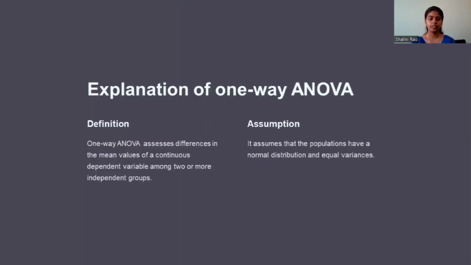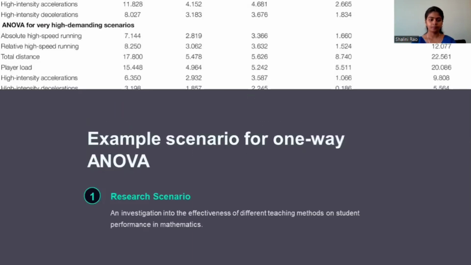Explanation of one-way ANOVA. Definition. One-way ANOVA assesses differences in the mean values of a continuous dependent variable among two or more independent groups. Assumption. It assumes that the populations have a normal distribution and equal variances.